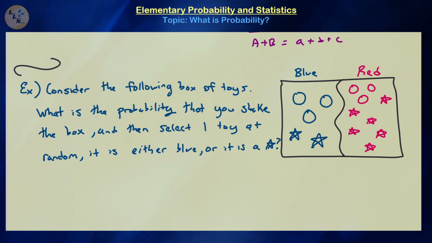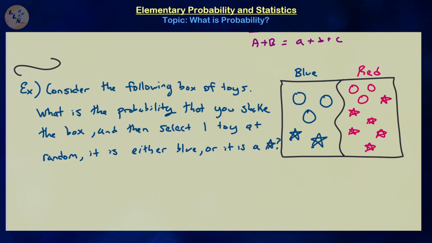So what is the relevance of this problem? Let us assume you're a person that is really happy if you get a blue toy, or you're really happy if it's a star. So if you get one or the other, you're going to be a happy kid, or a happy person in general. One could think of this problem as equivalent: what is the probability of being happy?